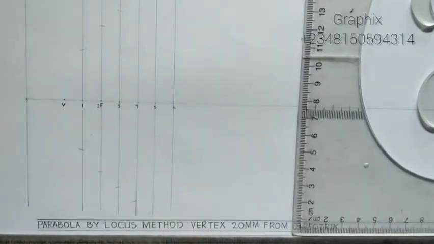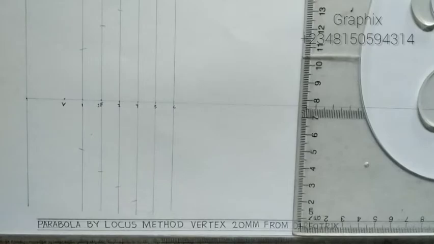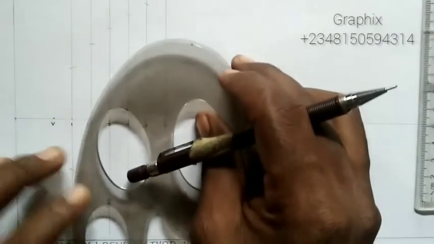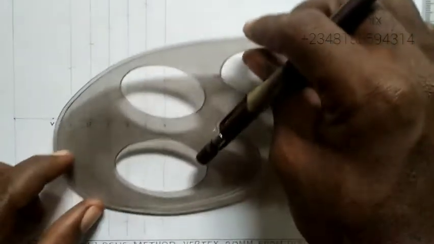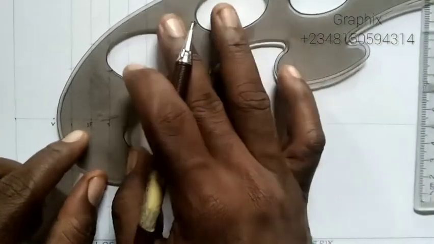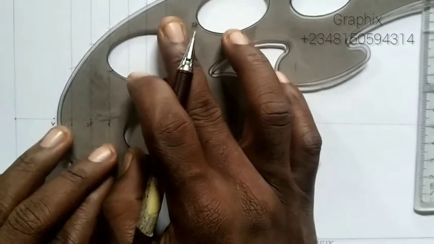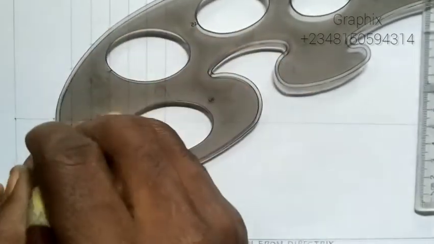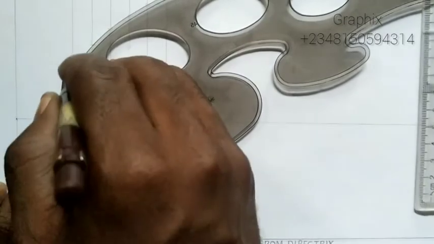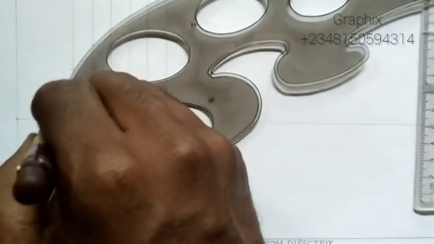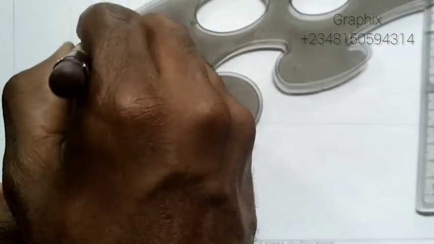So I will take my French curve with my pencil, and I'm going to start marking. So take your French curve and you join all these points together. So look how I want to do this. I will start from the vertex and take 3 points, right? So this is the vertex here. And I'm going to take 3 points, ensure that they are all together. So from the vertex, I'm taking 3 points, stopping here.